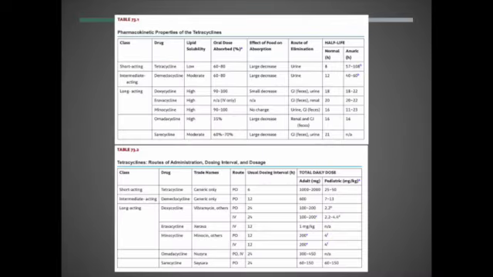And here are the tables that will help you to understand the major difference between this classification, which were the pharmacokinetic properties of the tetracyclines. So we're thinking about the half-life, the route of elimination, and the effects of food on absorption.